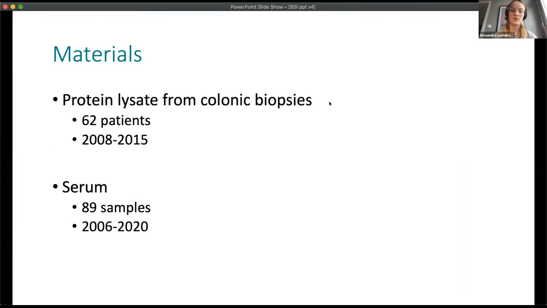For the materials used, we looked at protein lysates that were isolated from colon biopsies, and there were 62 patients included in this group. The biopsies themselves were collected between 2008 and 2015. In the serum group, we had 89 samples from 74 patients, as we also looked at 15 patients with collagenous colitis, both before and during treatment. And these samples were collected between 2006 and 2020.